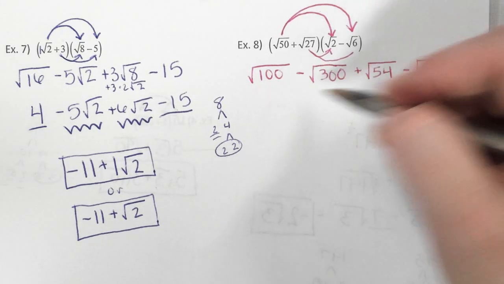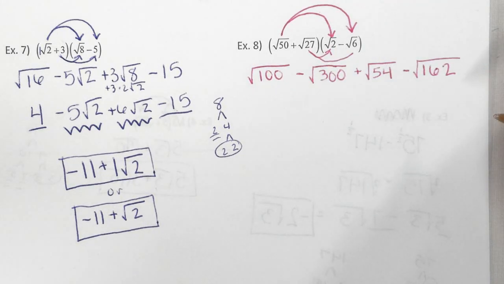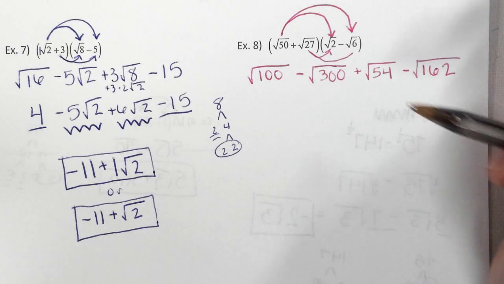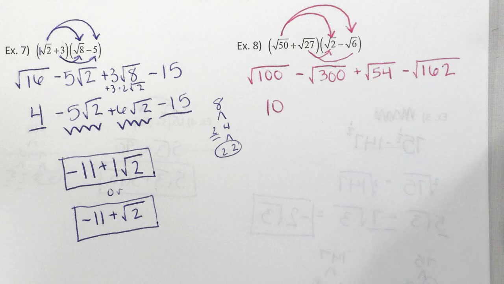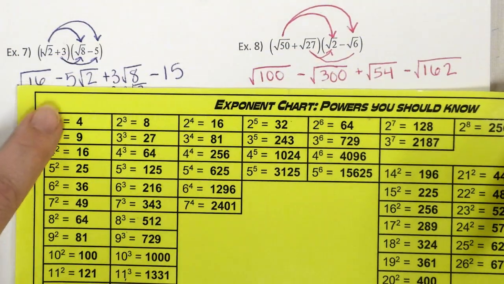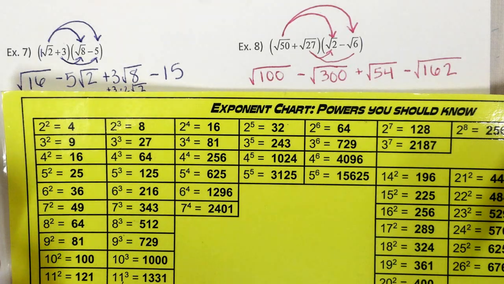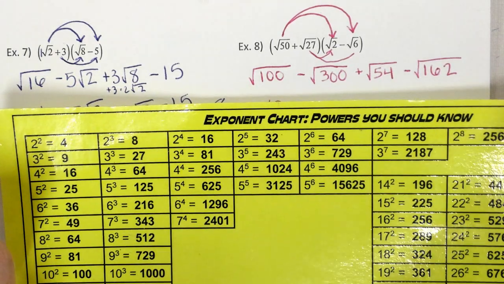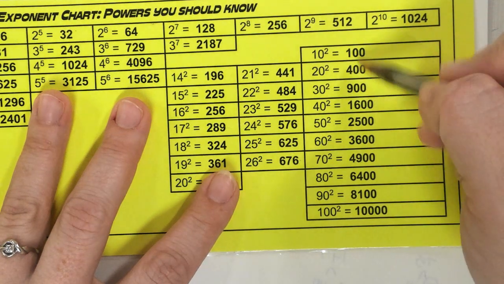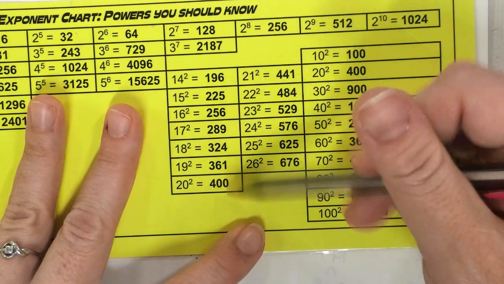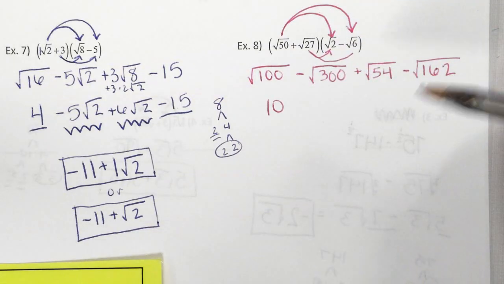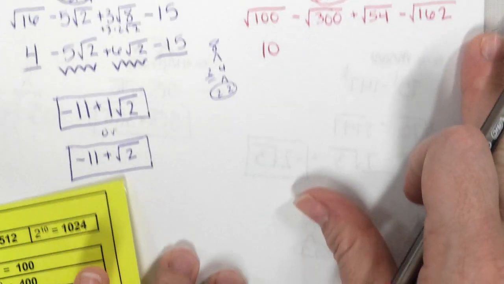So are any of these perfect squares? Which one? 100. What's the square root of 100? 10. So we can break that one down easy. None of the others are. So you can look, 54 is not on there, 162 is not on there. You can't see all the way up to 300 here, but it's not. Oh, here's some others, but it's still not 300 up here. It goes 289 to 324. So it's not. None of these are perfect squares, so we got to break them down.